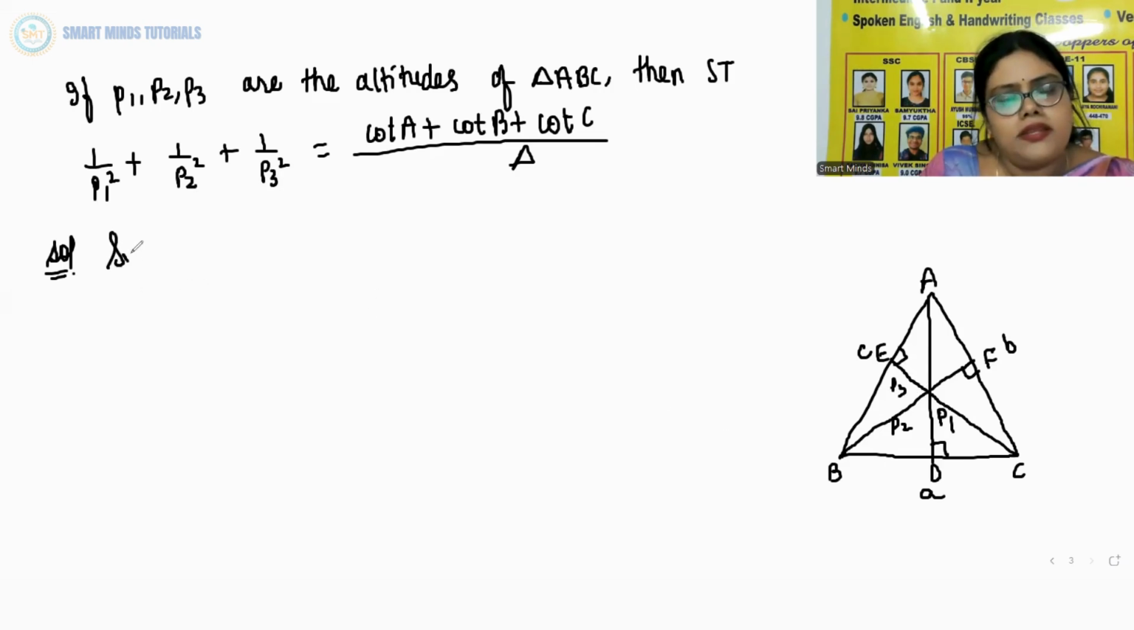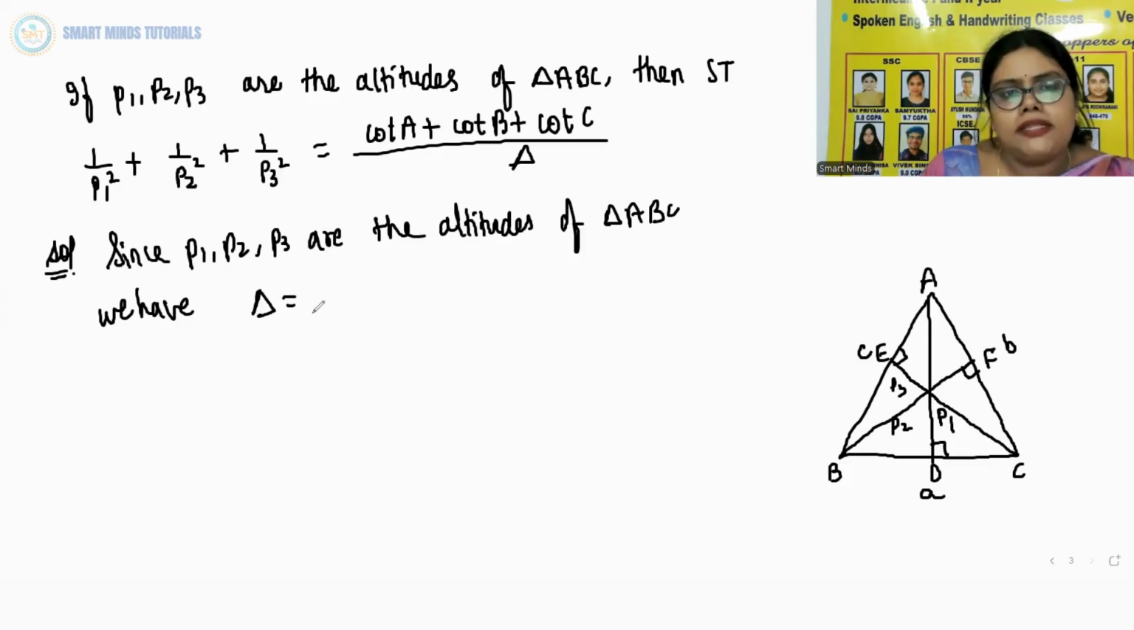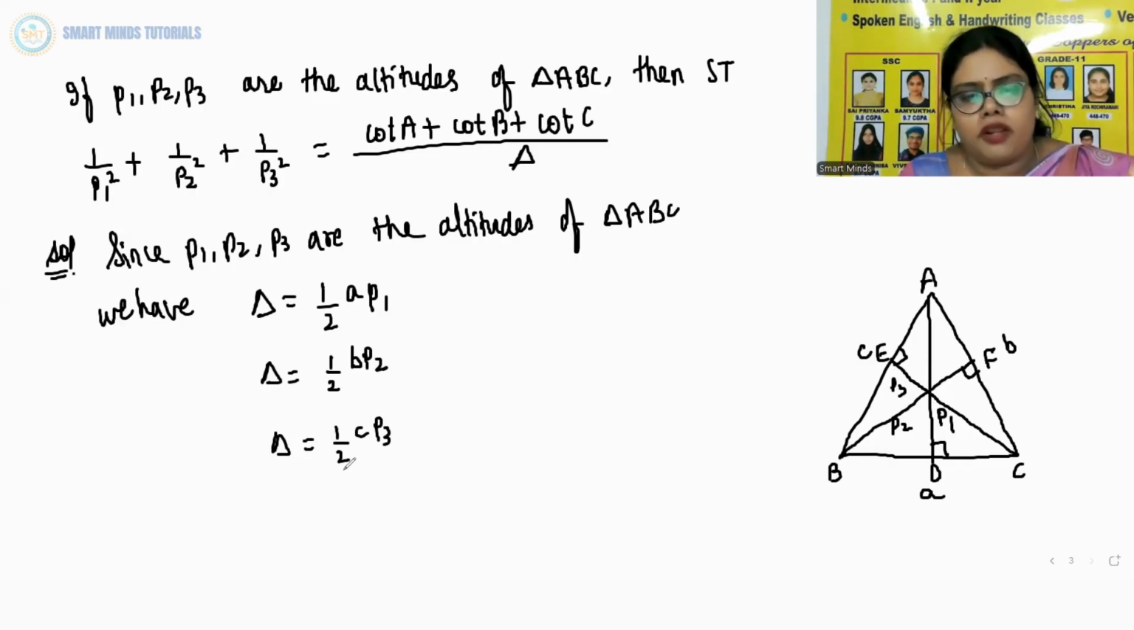So now you can see, since P1, P2, P3 are the altitudes of triangle ABC, then we have delta, the area of the triangle, equal to half base into height. If we take BC as base, then we get half a into P1. And if we take AC as base, then we will get half b P2. And if we take AB as base, then we will get half c P3. Now we got the values for delta.